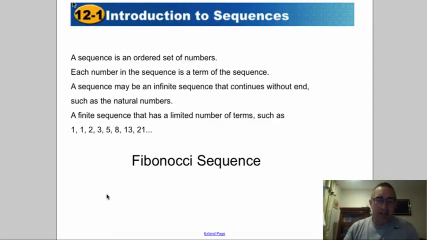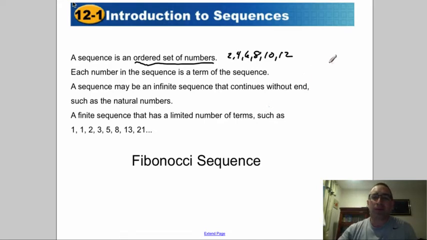What I like to say about a sequence, kind of as an introductory, is that a sequence is really an ordered set of numbers. And that ordered set of numbers could be like 2, 4, 6, 8, 10, 12. Notice it goes in order. There's a sequence, and there's actually a pattern to this list of numbers or this sequence.